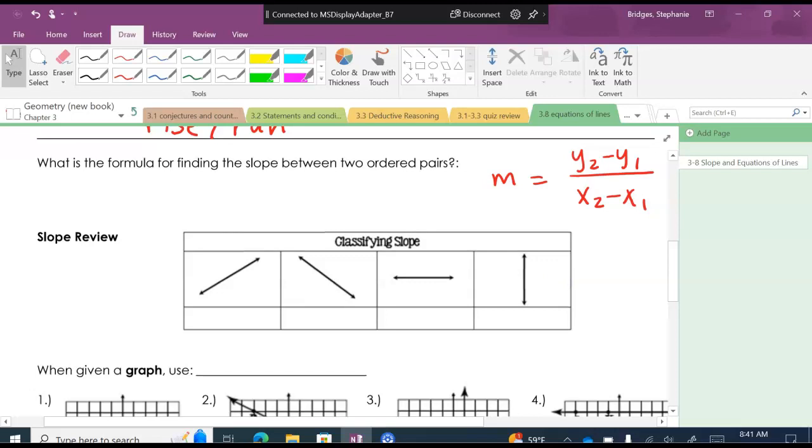We said this first line looks like it's going upstairs. That is what a positive slope looks like. What about that second line? What does it look like it's going, if you read from left to right? Downstairs. So that's going to be a negative slope. Okay, if it looks like it's going upstairs, it's positive. If it looks like it's going downstairs, it's negative.